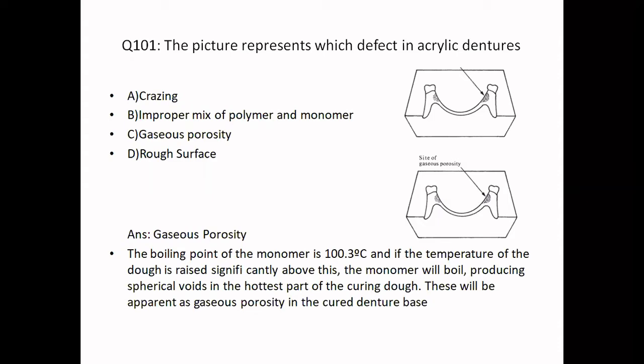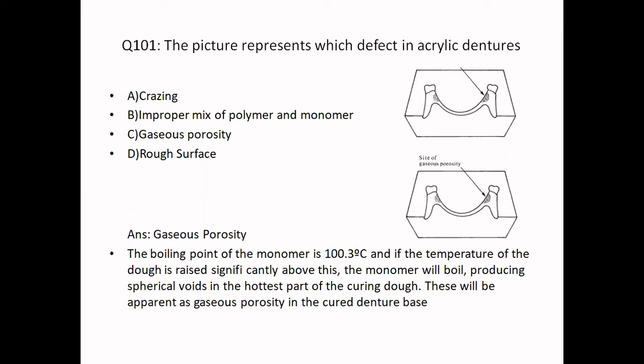First option is grazing. Second is improper mix of polymer and monomer. Third is gaseous porosity. And fourth is rough surface. Now the answer to this is gaseous porosity. Why does gaseous porosity occur in our denture? The boiling point of monomer is 100.3 degrees Celsius, and if the temperature of the dough is raised significantly above this, the monomer will boil, producing spherical voids in the hottest part of the curing dough, which becomes in the maxillary denture the palatal portion.